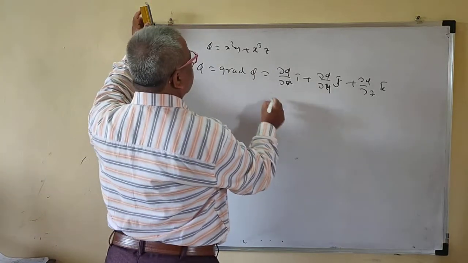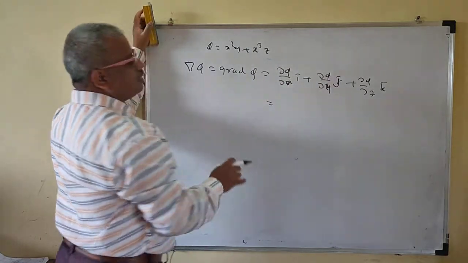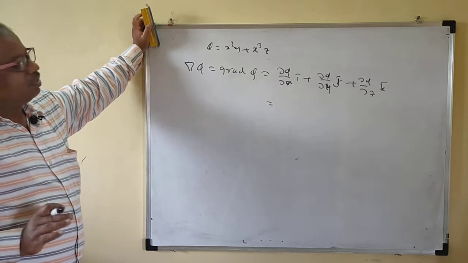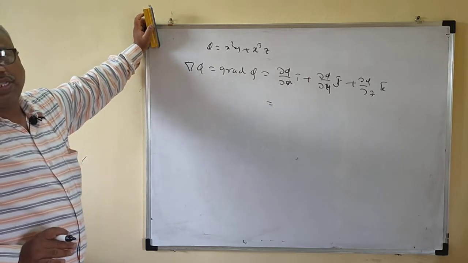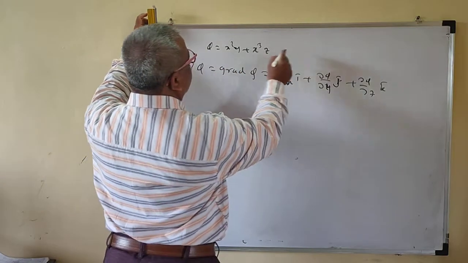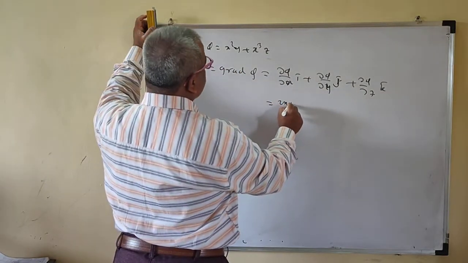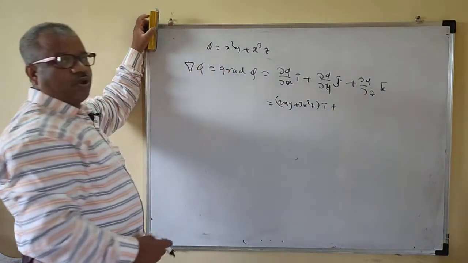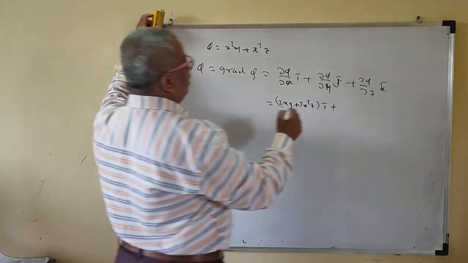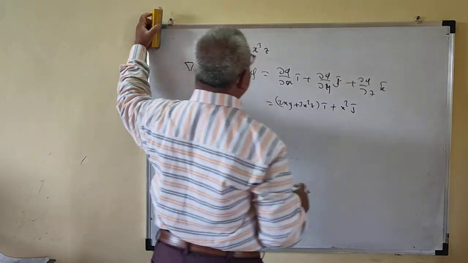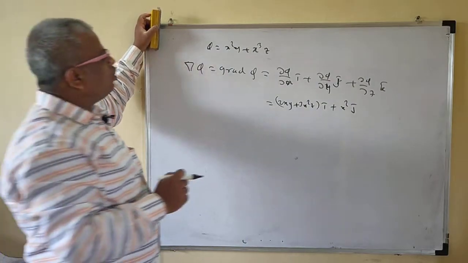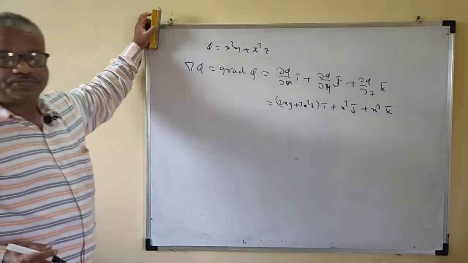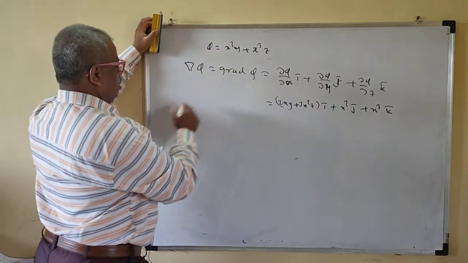So gradient of the function means you have to differentiate with respect to x, that will be your first component. Differentiate with respect to y, that will be your second component. Differentiate with respect to z, that will be your third component. So the first component is 2xy + 3x²z, i bar. For the second component you differentiate with respect to y, so this is x² j bar. Then differentiate with respect to z, plus x³ k bar. This is your gradient.